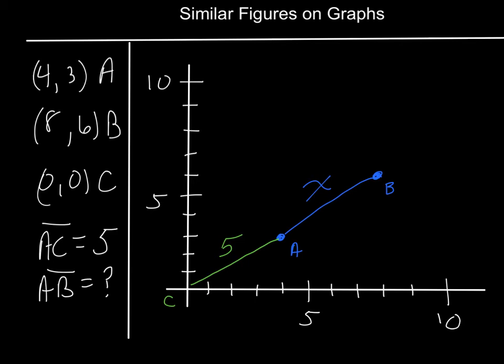So what we can do here is the same thing that we were doing before, creating triangles, and this one in fact is going to be embedded triangles. So what I can do is from point A, drop it straight down, just like that.